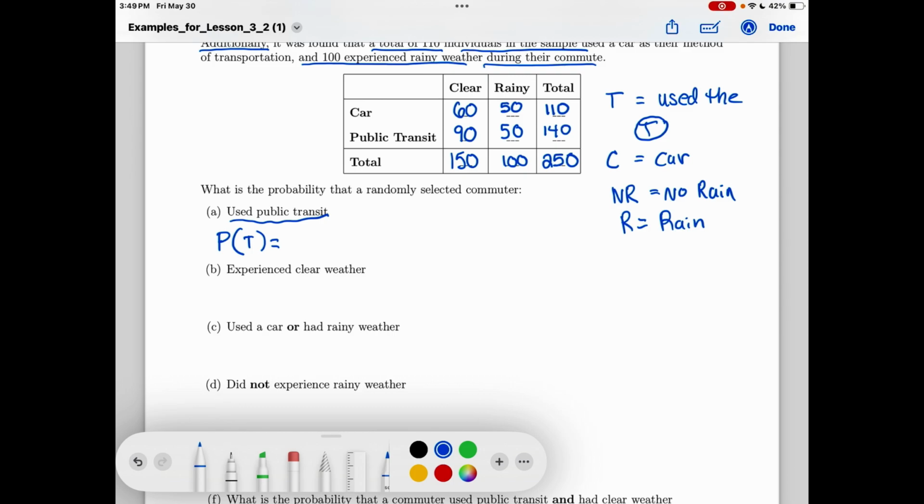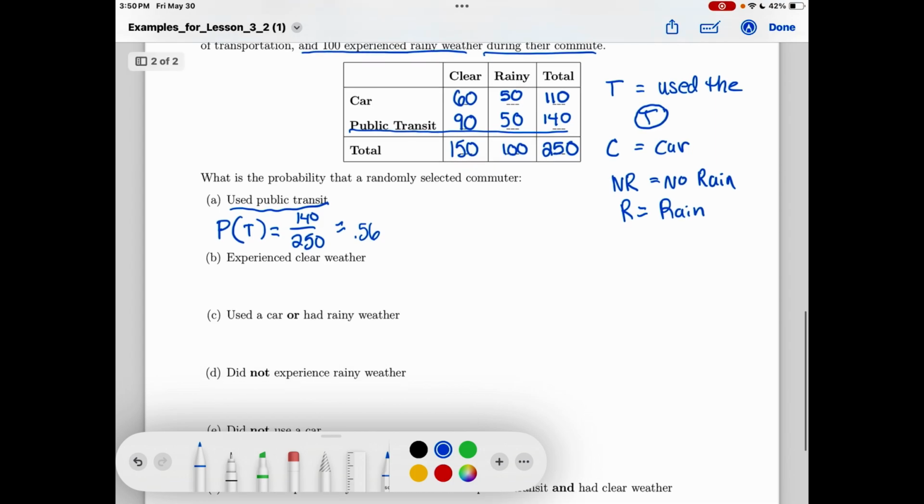So we need to find the total number of people that used public transit, which is this 140, right? If I look across, that's 140 out of 250. And when I divide that, I get 0.56.